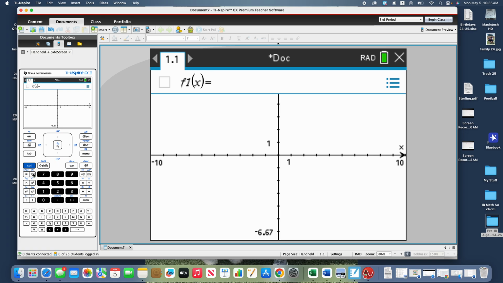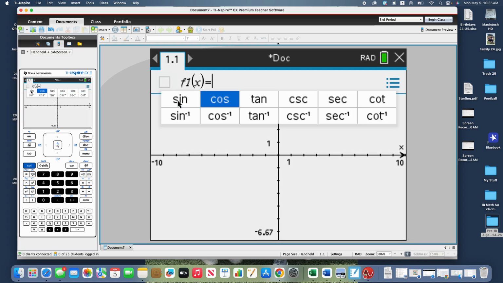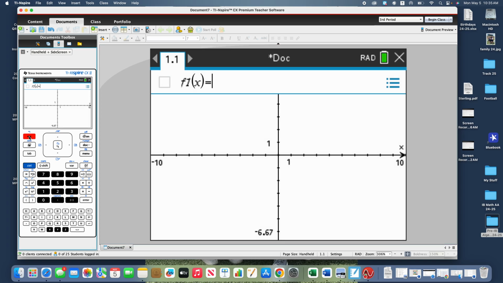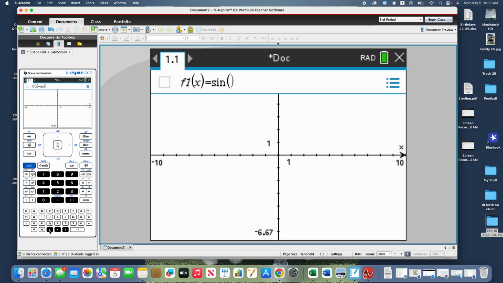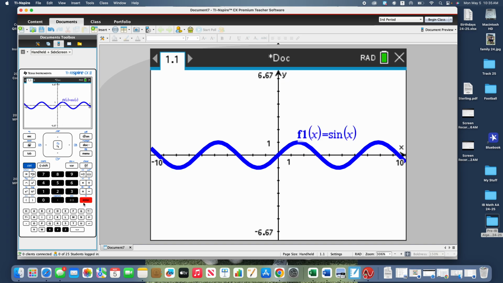And the first thing I'm going to graph is the sine. Try that again. Go graph the sine of x. So that's our parent function. That's where we started. So if I'm in radians, I should get a pretty nice, easy graph there. So that's what we started with. Now, I'm going to hit tab.